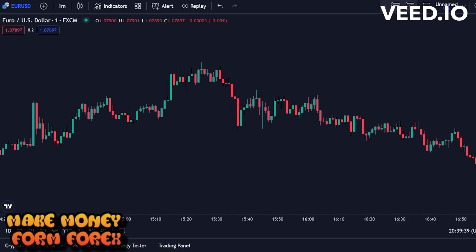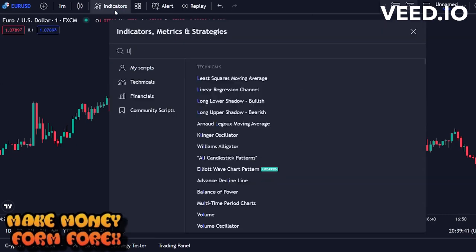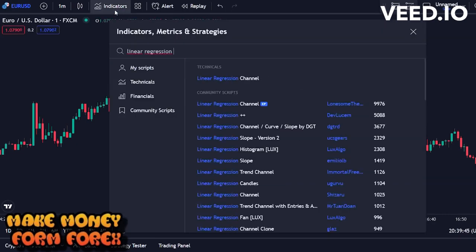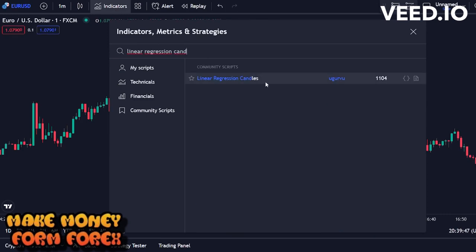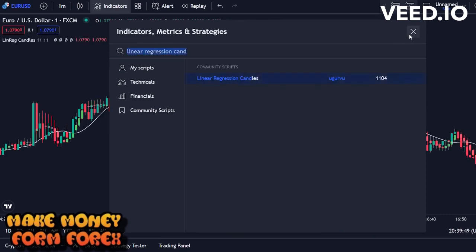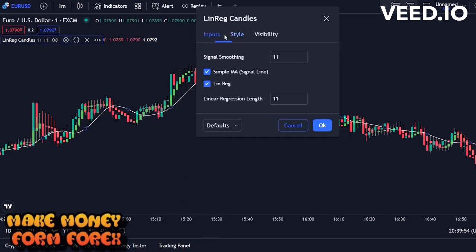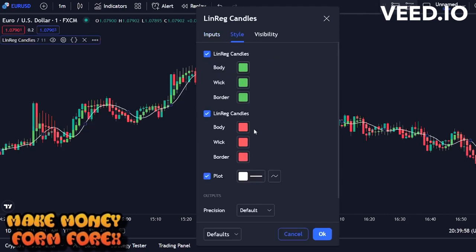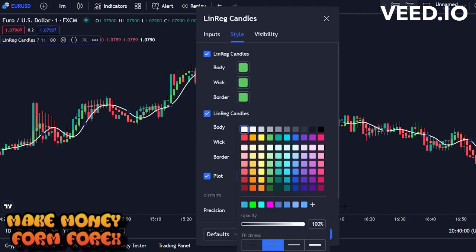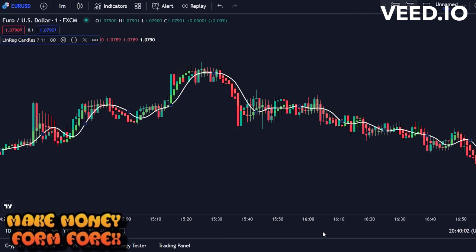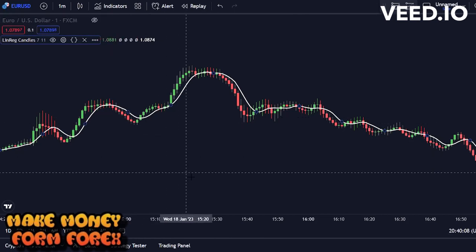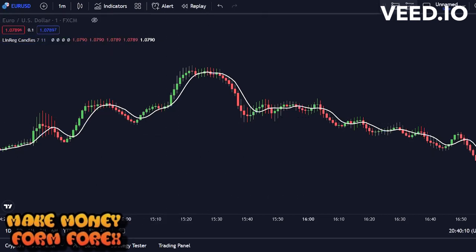Next step will be to open the Indicators tab and search for linear regression candles. Add it to the chart and open the settings of the indicator by clicking right here. In the input section, change the signal smoothing to 7. Head over to the style section and make the plot line a bit thicker so it's easier to see. After that, click OK. Now click right here and hide the normal candles. This way we only see the linear regression candles.